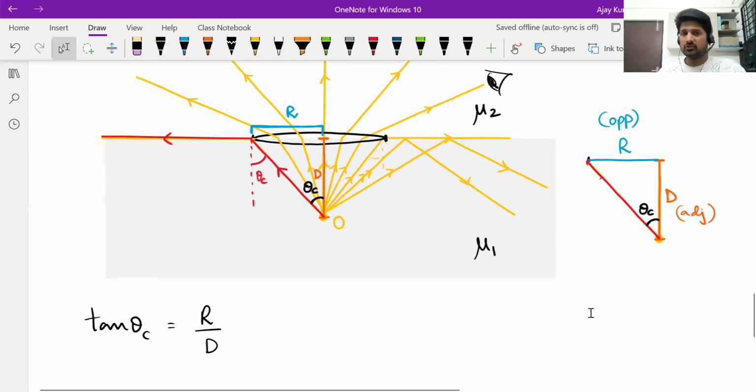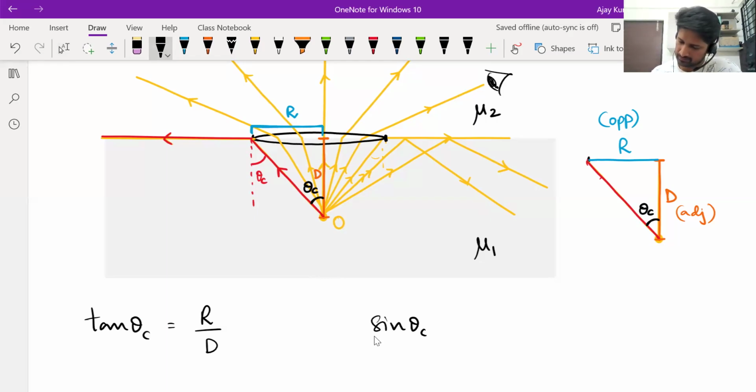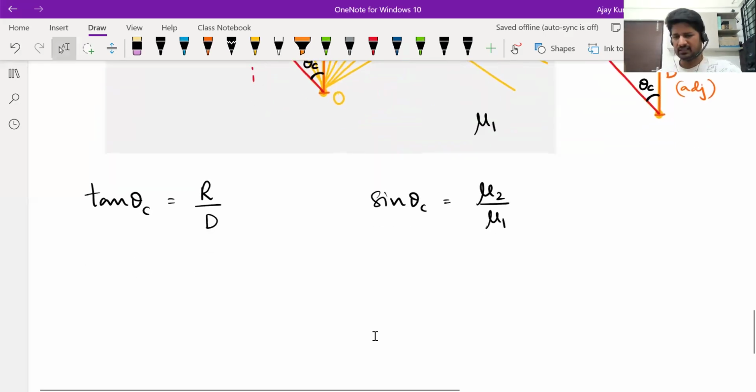Now we want the answer in terms of mu1 and mu2, not the critical angle. If critical angle is known, then this is it. But we want the answer in terms of mu1 and mu2. How is the critical angle related to mu1 and mu2? Sir, sin theta C is equal to mu2 by mu1. Okay, theta C is sine inverse of mu2 by mu1. So sin theta C is mu2 by mu1. If you know sin theta, how do you derive tan theta?